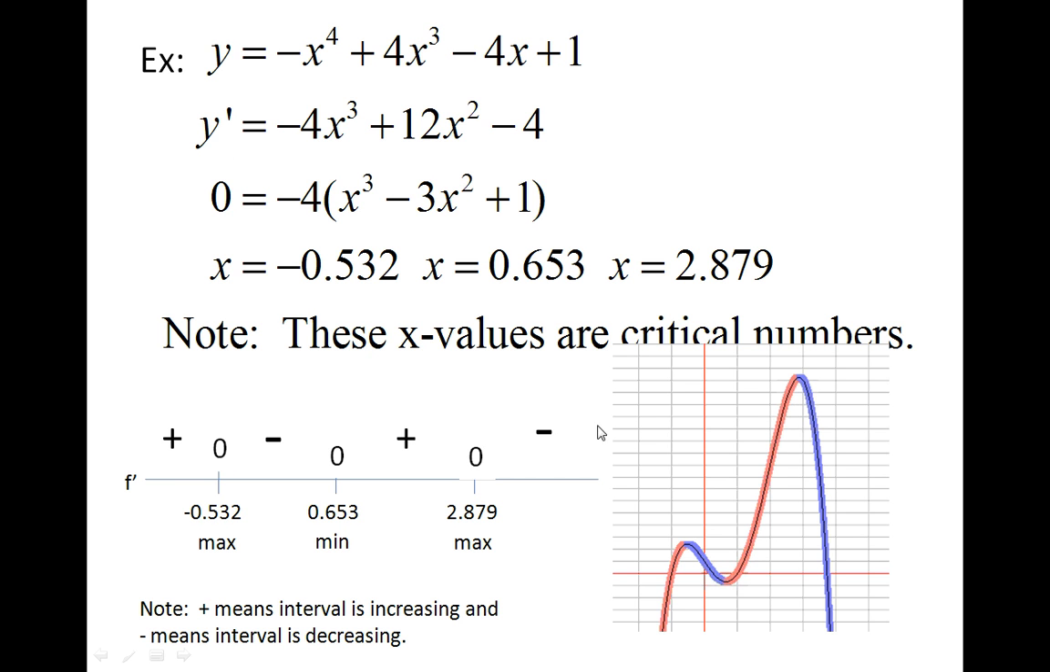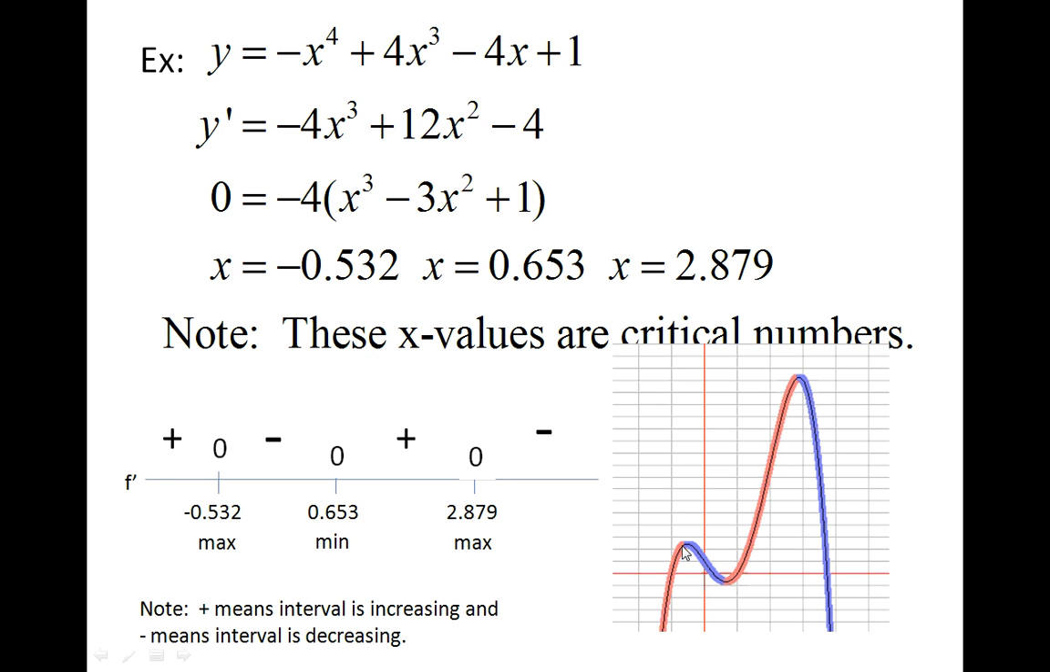So once I have my signs laid out, I then picture going uphill to going downhill. That means at negative 0.532, I have a maximum. And then it goes from downhill to uphill, so that must be a minimum. Over here on the graph, I went ahead and showed it with the different colors. So every time my function was increasing with a plus in my chart, it's red. And when the minuses occurred, I made them blue.